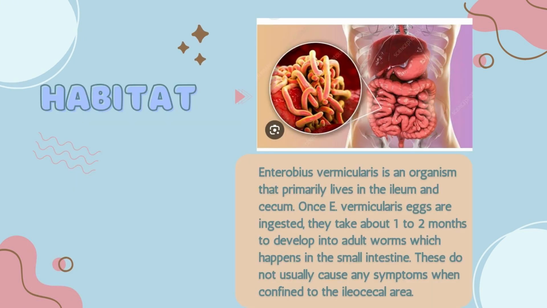Next is the habitat. So where can we find Enterobius vermicularis? Enterobius vermicularis can be found in the ileum and cecum. Once E. vermicularis eggs are ingested, they take about 1 to 2 months to develop into adult worms, which happens in the small intestine. These do not usually cause any symptoms when confined to the ileocecal area.